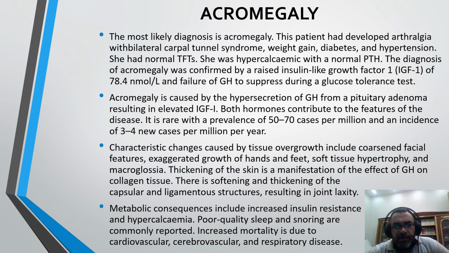Characteristic changes caused by tissue overgrowth include coarsened facial features, exaggerated growth of hands and feet, soft tissue hypertrophy, and macroglossia. Thickening of the skin is a manifestation of the effect of growth hormone on collagen tissue. There is softening and thickening of the capsular and ligamentous structures, resulting in joint laxity. Metabolic consequences include increased insulin resistance and hypercalcemia. Poor quality sleep and snoring are commonly reported. Increased mortality is due to cardiovascular, cerebrovascular, and respiratory diseases.